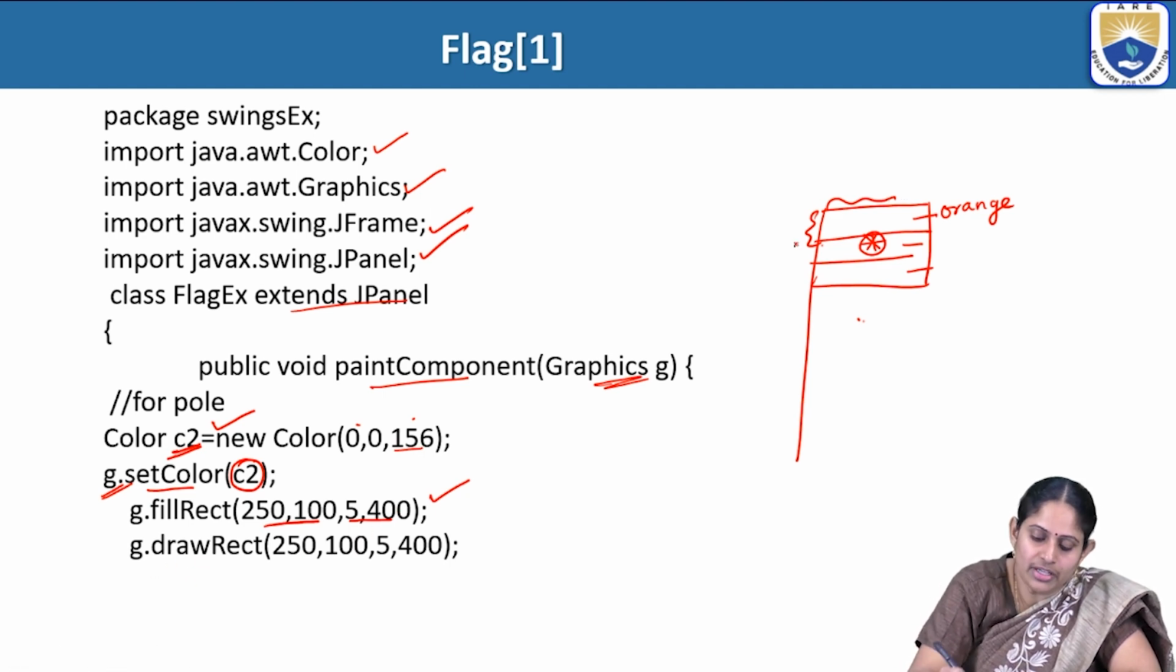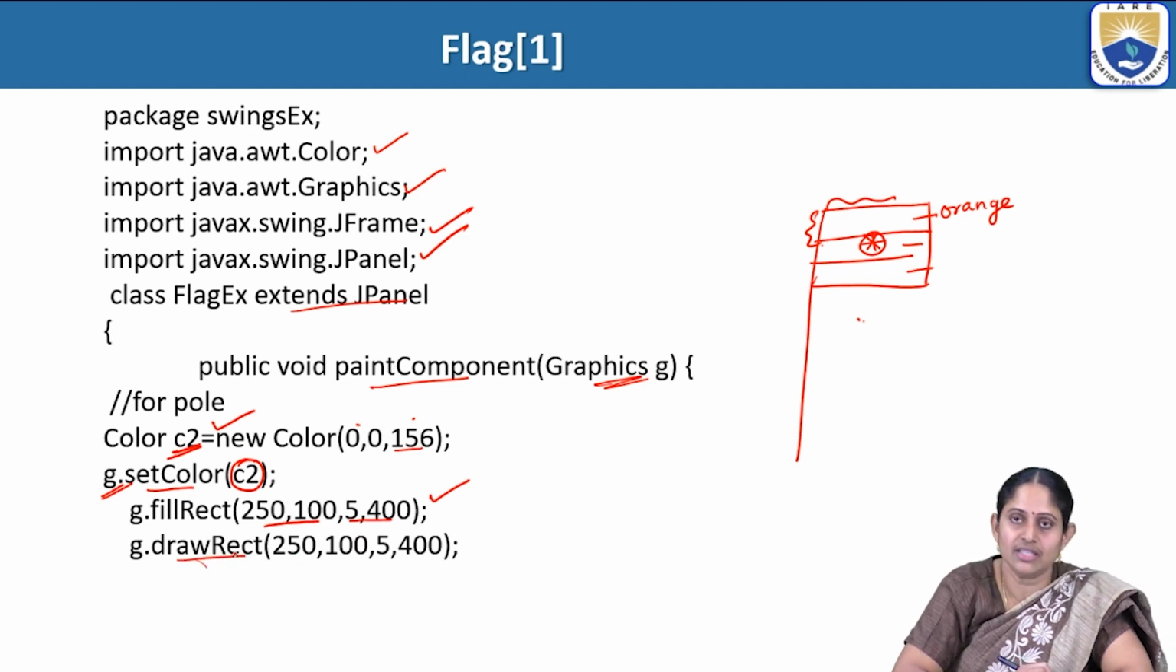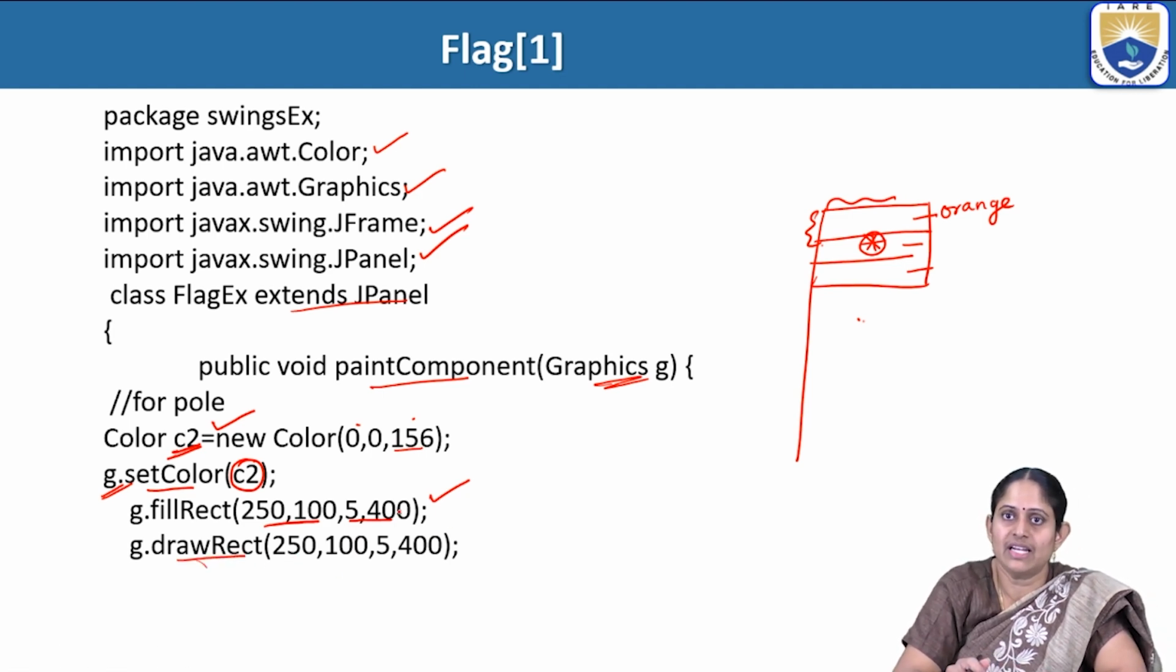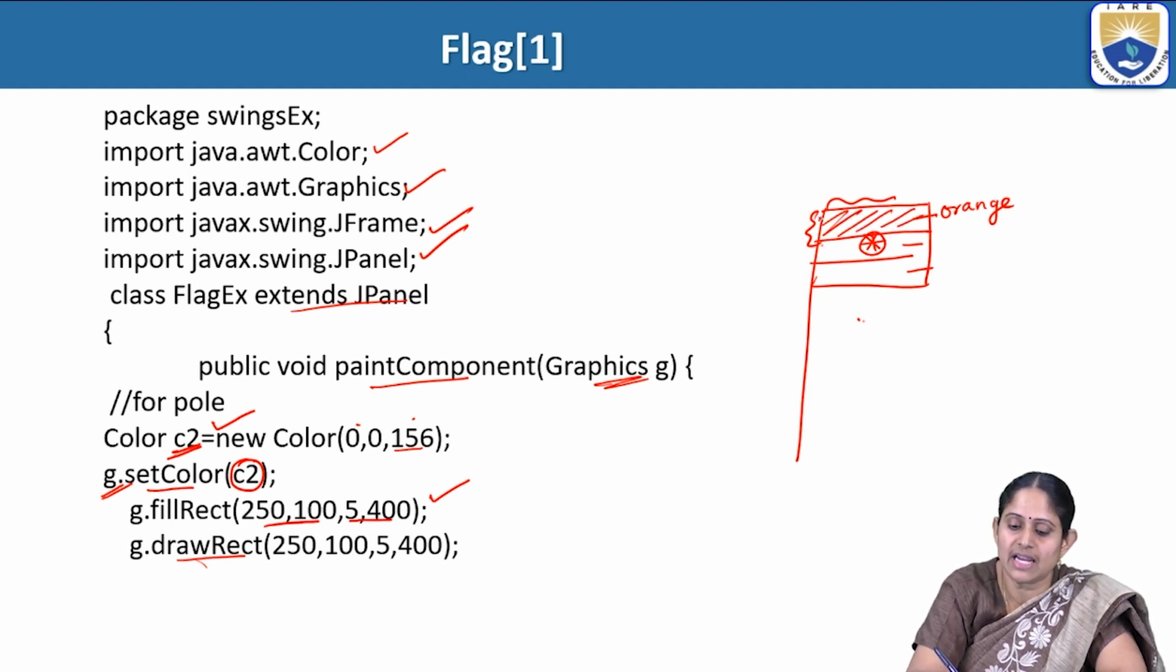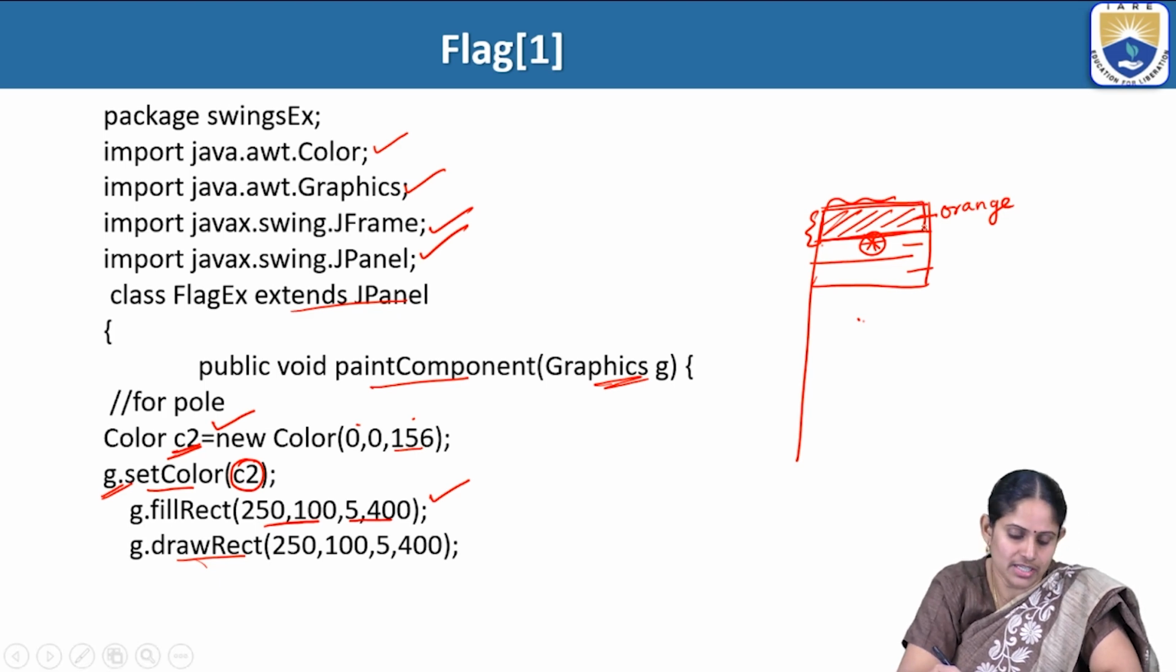Then to give the border for that orange color, I'm drawing this rectangle. Over that, I will get a rectangle being drawn. So this will be shaded in orange color, and it will have a border of orange color.